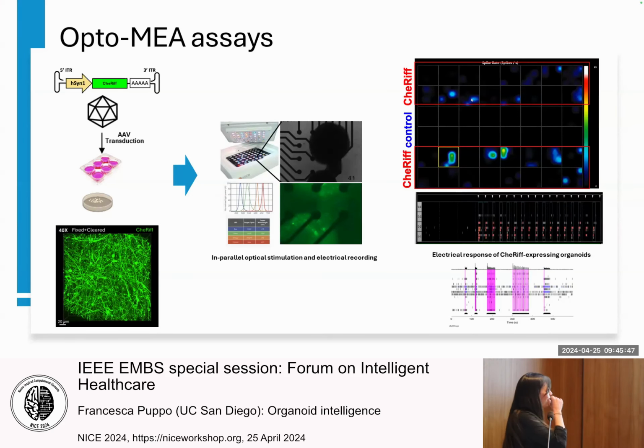When we have these expressing organoids, we can place them on MEAs, multi-electrode arrays. Thanks to the Lumos system that we have in the lab, we can have in parallel stimulation of the organoids with blue light or any wavelength that targets the optogenetic probe, and recordings. Here on the right side, we see an example of an experiment where I was stimulating the organoids with different frequencies, different intensities, and different durations of the pulses, and I could see different behavior of the organoid.